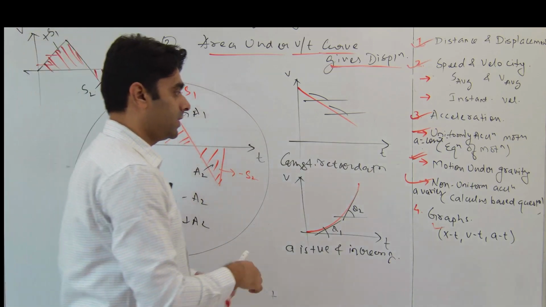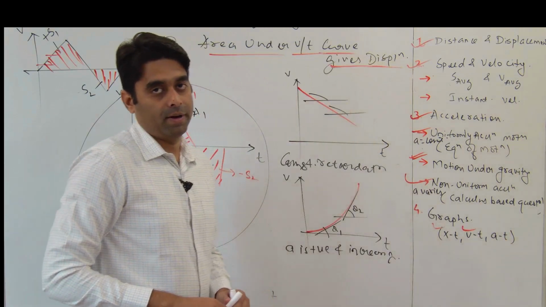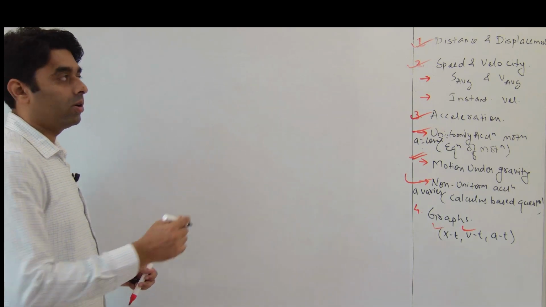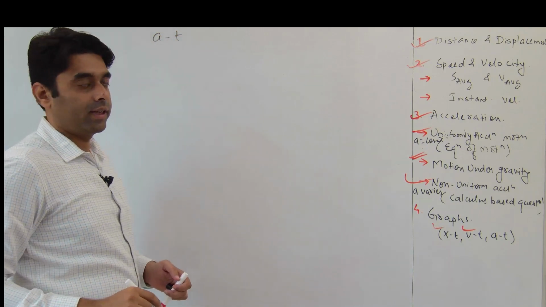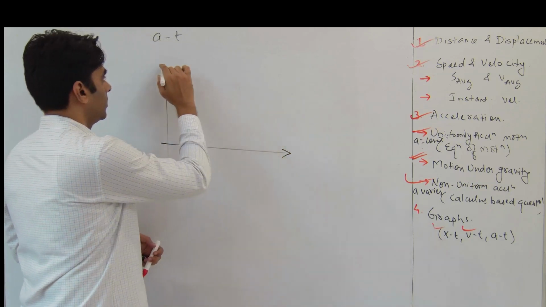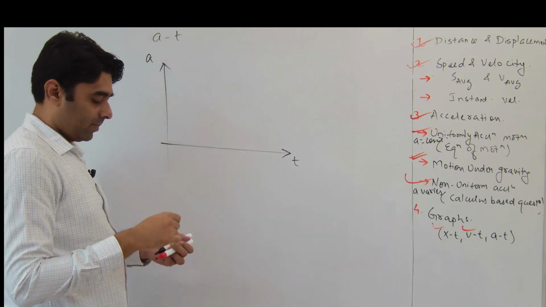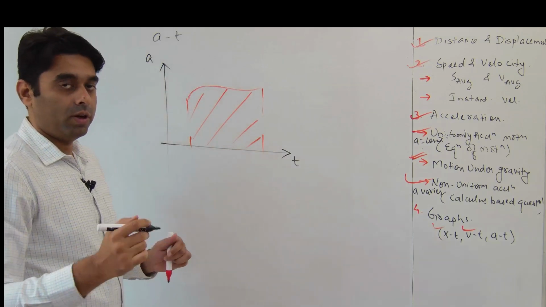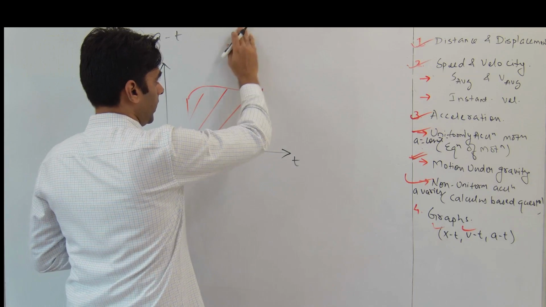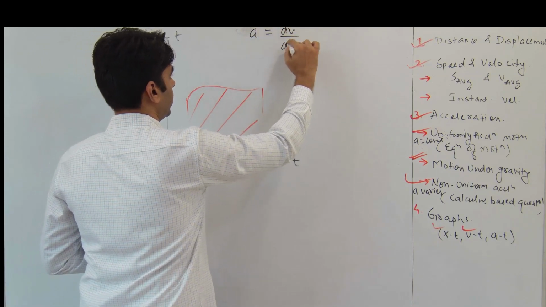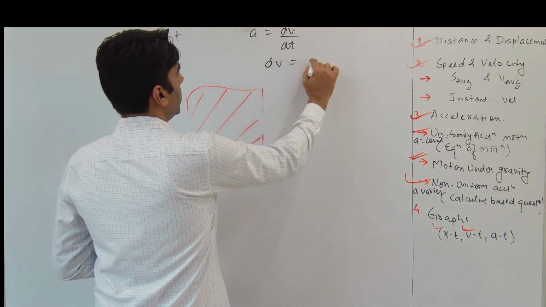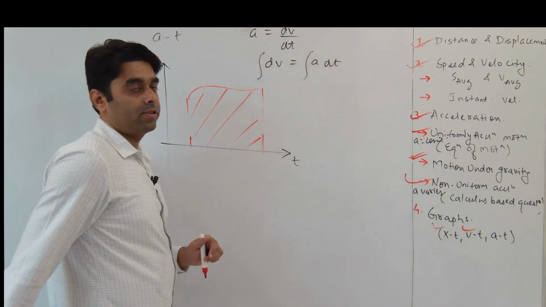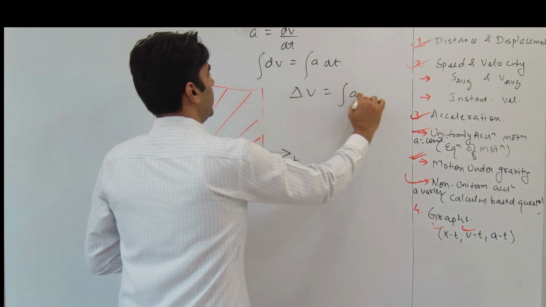Right? So the last that we have is the acceleration time graph. What information does it give? Let's suppose we have this acceleration time graph. Our knowledge is that acceleration is dV by dt. So dV will be a dt. If we want to find velocity from acceleration, we have to integrate the acceleration function. So we get delta V equals integral of a dt.